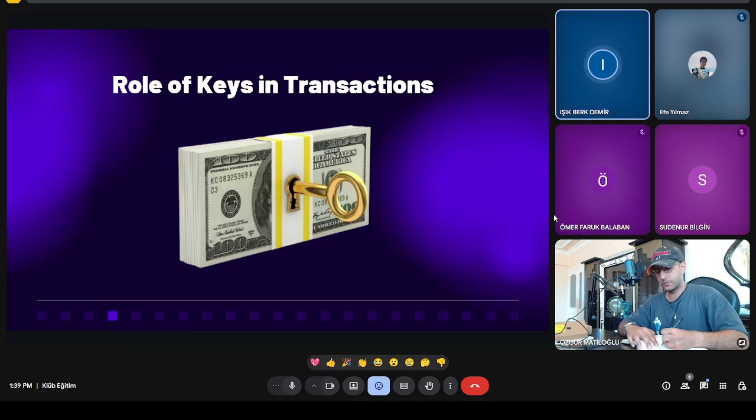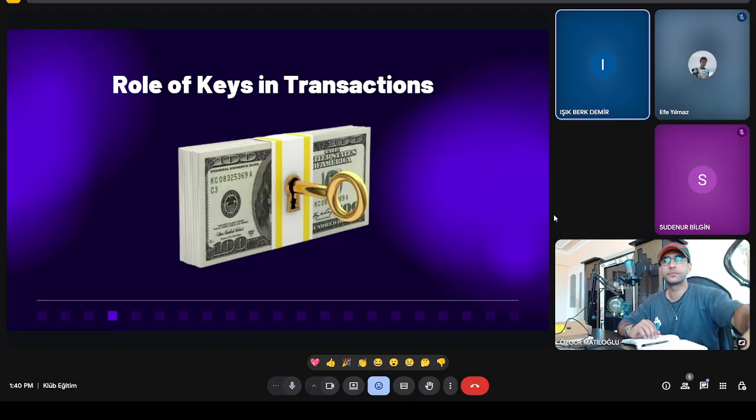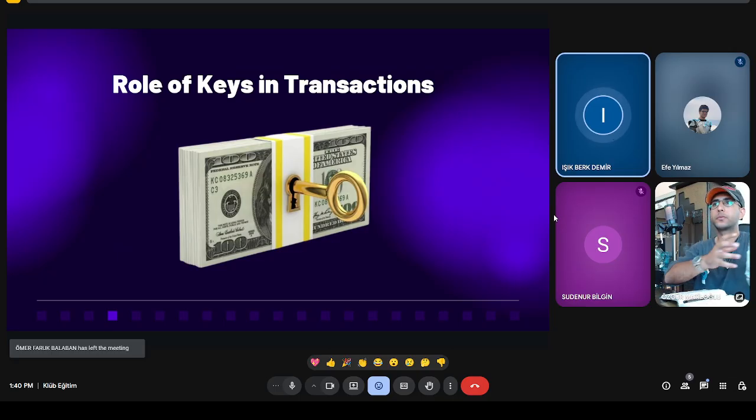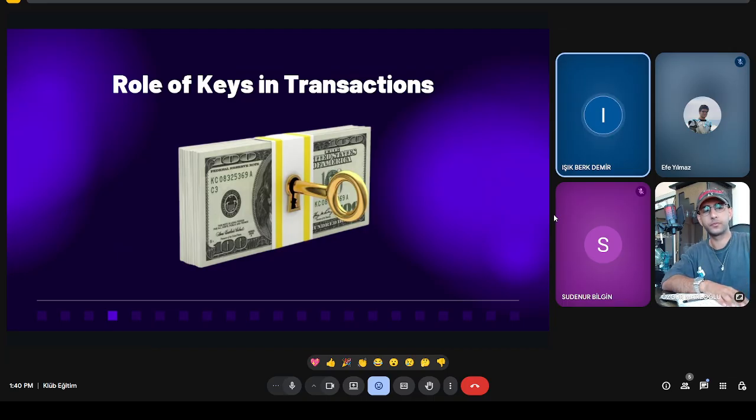Now, the roles of these keys in transactions. When you want to send money, your wallet uses your private key to sign the transaction. That signature is like a stamp that proves, yes, this came from me. And the network then uses your public key to check if the signature is valid or not. If it is, the transaction goes through. If not, it gets blocked. This keeps everything secure without needing to trust any middlemen.